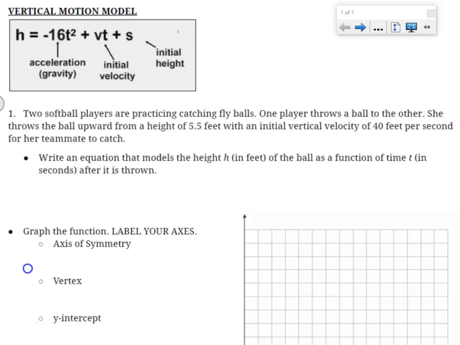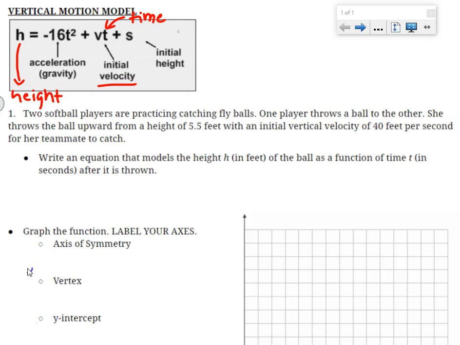Today we're going to be discussing word problems using our vertical motion model. Right here at the top, I have given you the vertical motion model, which is h, your height, equals negative 16t squared, that's acceleration due to gravity, so that never changes, plus v times t, where v is your initial velocity and t is time, plus s, your initial height. We're going to use this to set up an equation and then graph it.